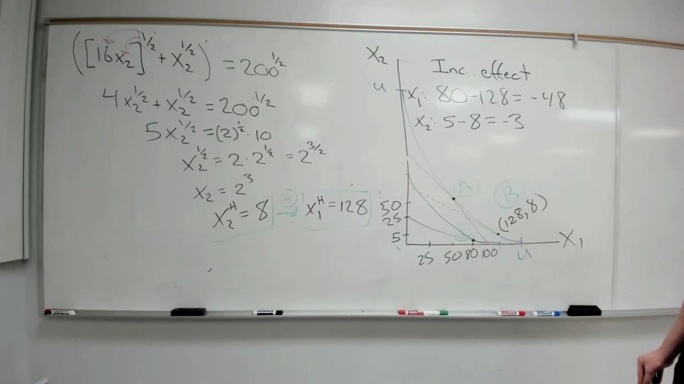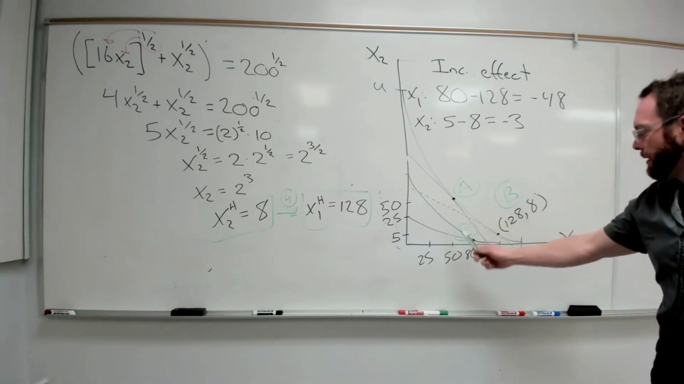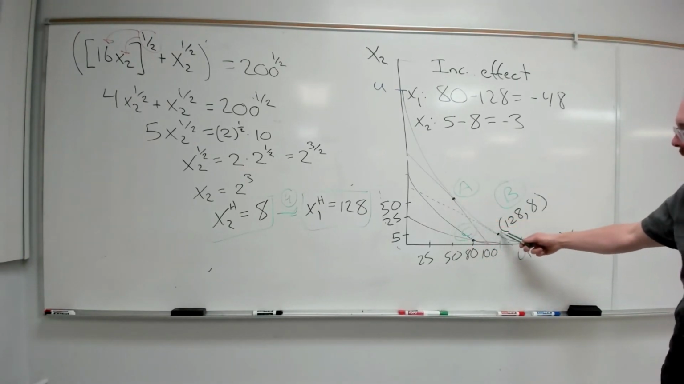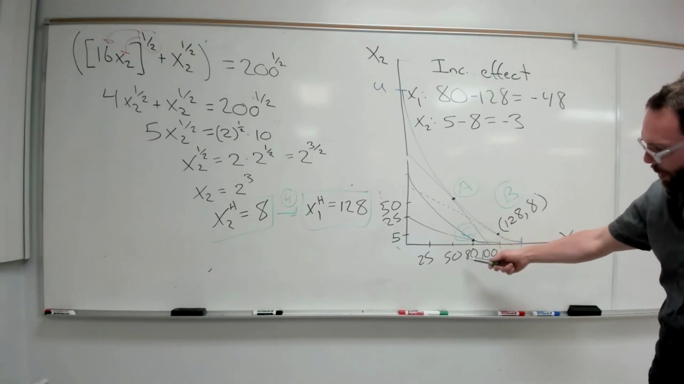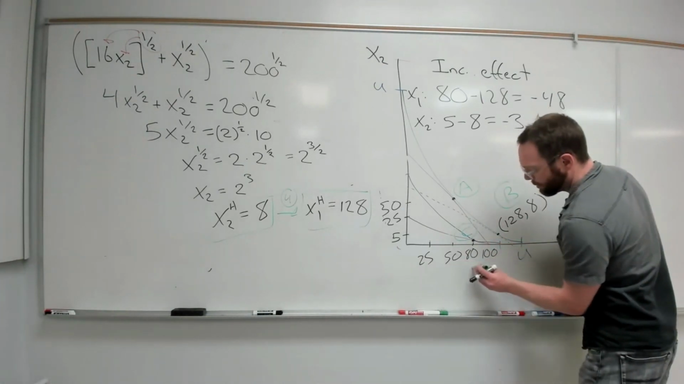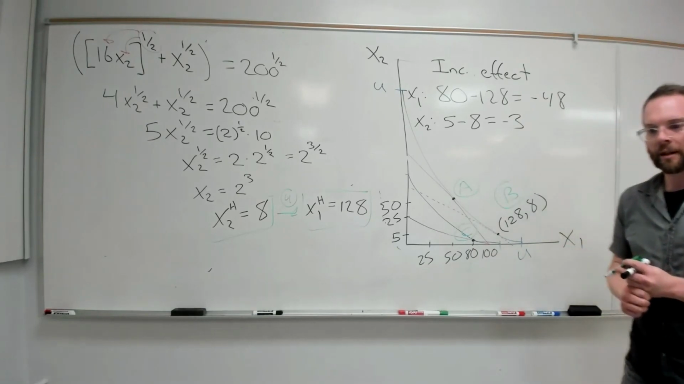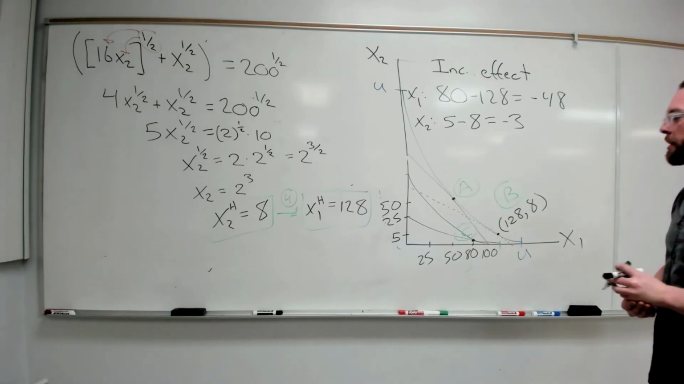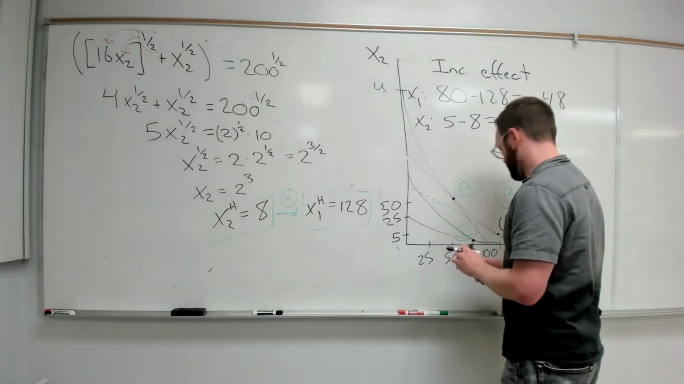Now, overall, what happened to x1? Originally, it was 50, and after the substitution effect, it went up to 128. After the income effect, it went down to 80. So overall, you still consumed more x1. That's not always going to be the case. In Cobb-Douglas functions, I think I mentioned before, the substitution and income effects will cancel out and you'll go back to 50. But here we're looking at a general CES function that's not Cobb-Douglas, so this is possible.